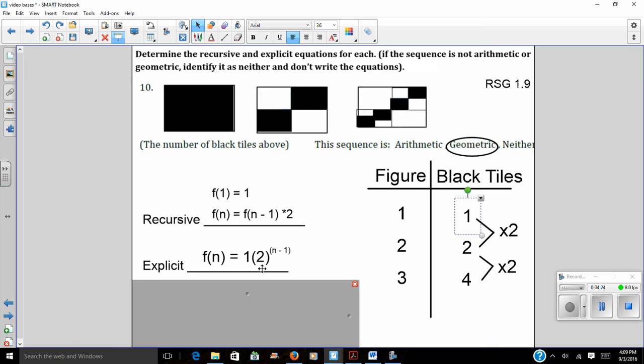So here's our common ratio. Our common ratio is 2, and we got that from multiplying by 2 repeatedly here. And then if we were looking for the 15th number in the sequence, we would plug in 15 here, and we would probably end up using a calculator and put that to the 14th power and repeatedly multiply. So this explicit equation does all of that work for us, especially if you have a calculator handy. The recursive, again, is handy if you are simply looking for the very next term in a sequence, or the very next figure quantity of black tiles.